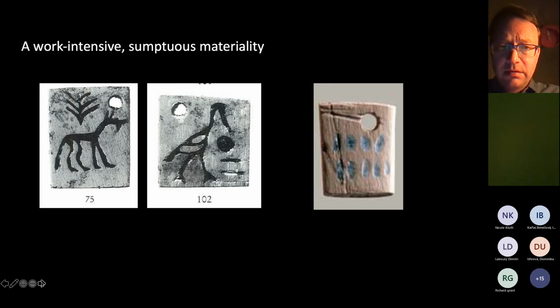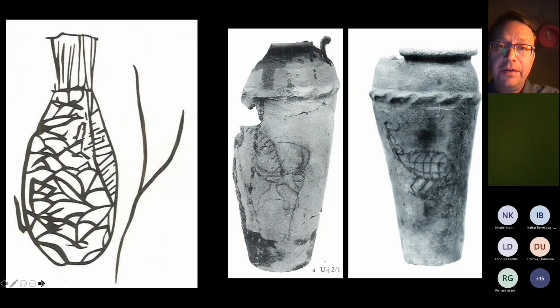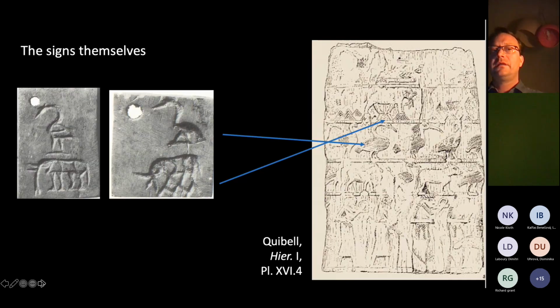The main argument against this administrative thesis is the materiality itself. You have here a work-intensive, sumptuous materiality. You have the tags, they are carved, and then they're additionally filled with a paste, which is pretty redundant if this is about conveying administrative information. Or here you have a fish on the vessels, and if you count the number of strokes or lines, you have in excess of 100, which again is as redundant as it gets if it were only about conveying utilitarian information.